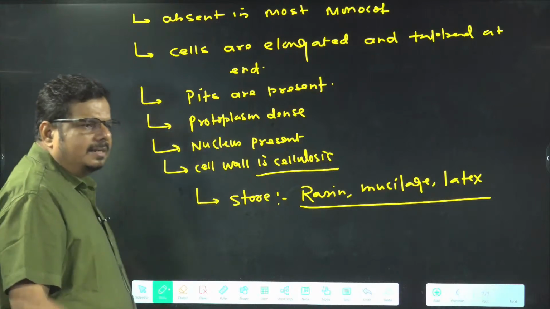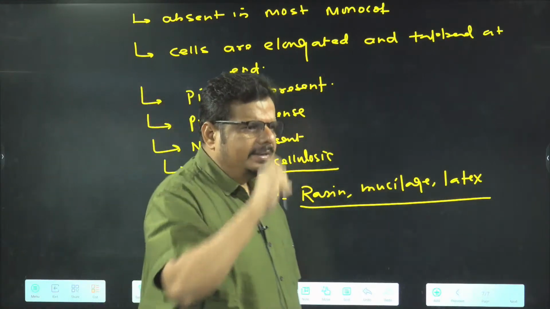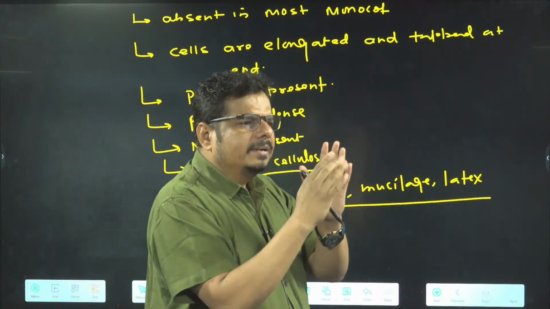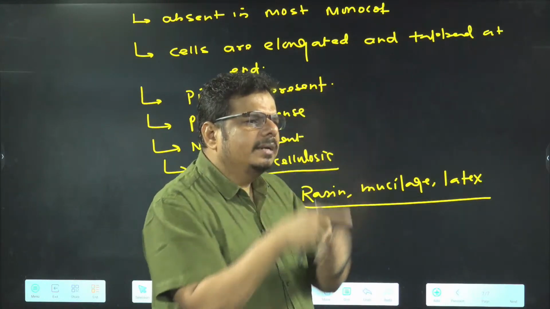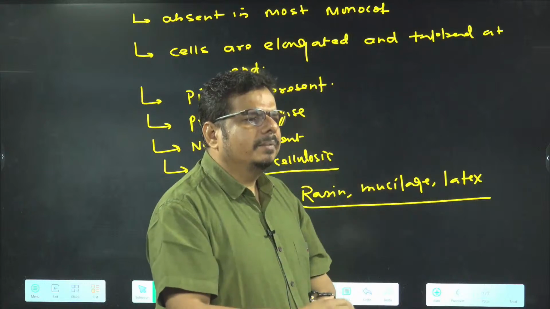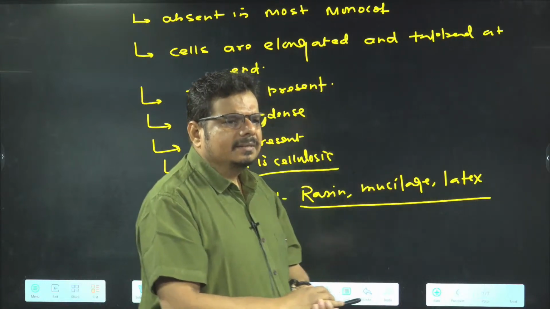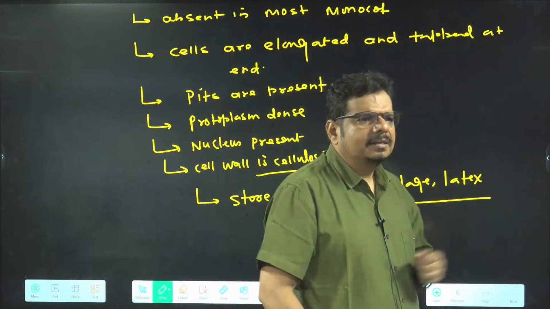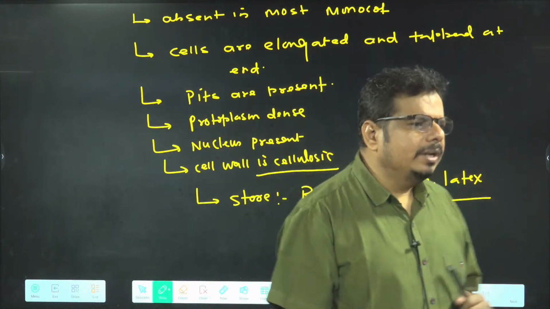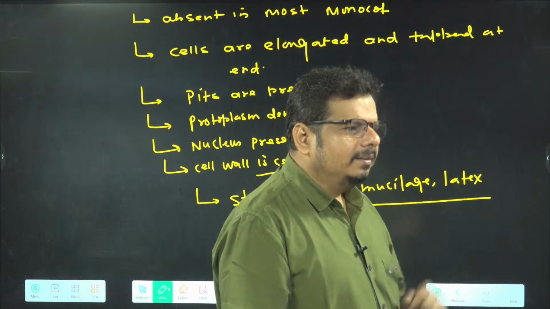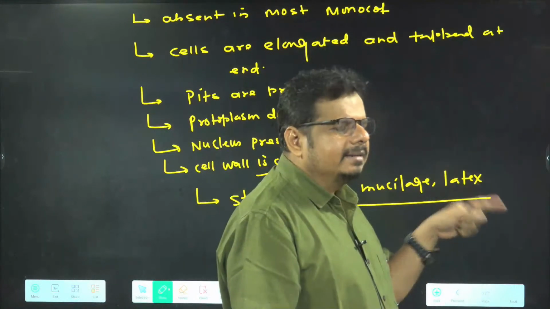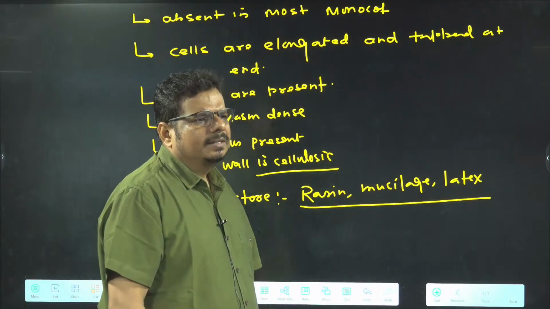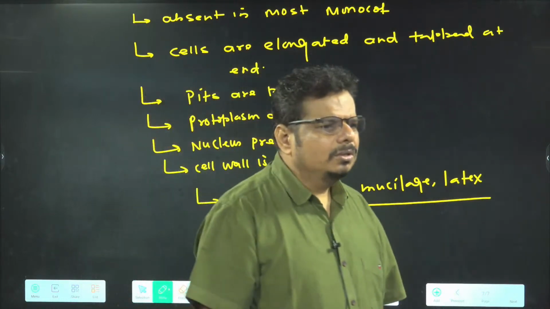Getting the idea? Cells are elongated, tapered at the end. Actually, sclerenchyma is also present along with the phloem fiber. It is also elongated and tapered. Able to understand? Is it clear? And what is it storing? Resin, mucilage and latex. So the examiner tries to confuse you here. Tannin is stored in xylem parenchyma. Latex is stored in phloem parenchyma. Getting the idea? So phloem parenchyma is also over.